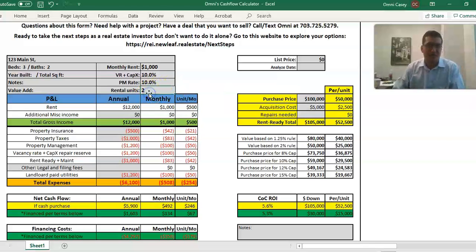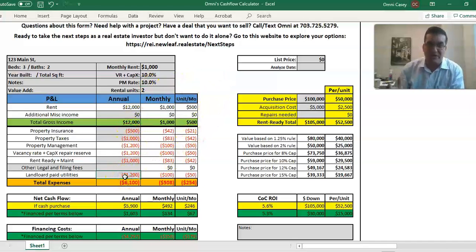And I'm putting in it's 2 units here, so it will divide the expenses for me by 2. A rule of thumb that I use, purchase price at 0.5%, which is $500 per year for property insurance. And I'm going to factor in 1%, which is $1,000 for property taxes. If this was 5% as an example, it automatically will reduce that property manager fee. All right, take that back up to normal. All right, moving on. So that's the basics.